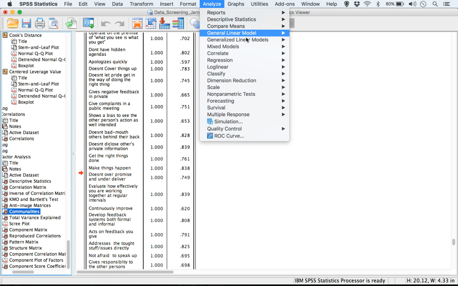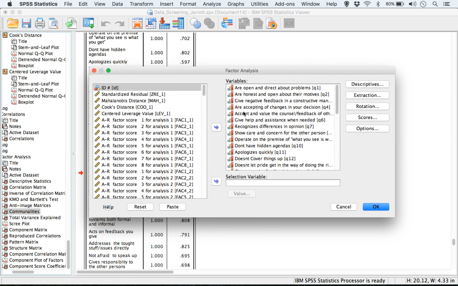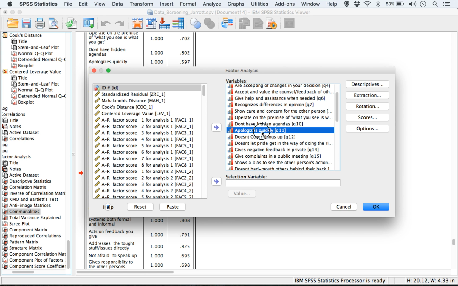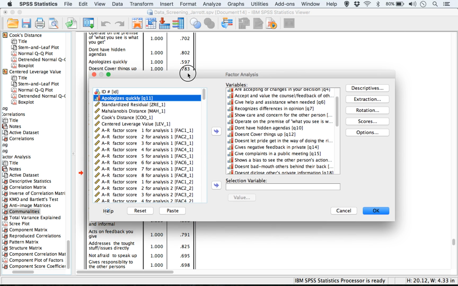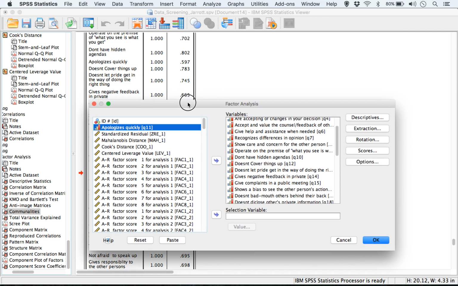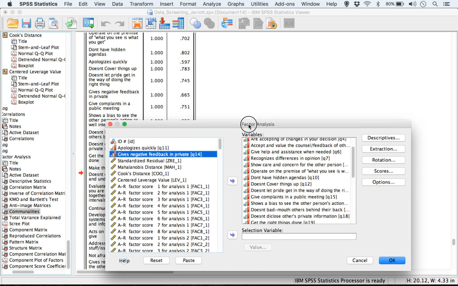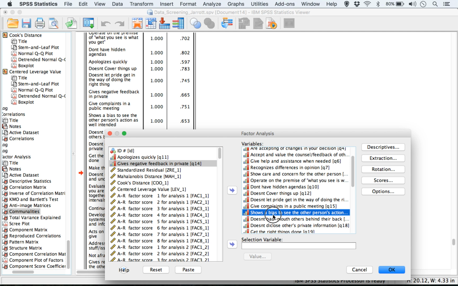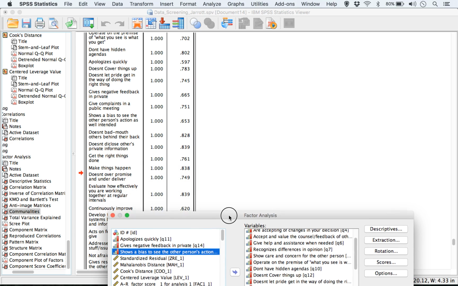I'll demo this at least once because I had to go through it several times. It's usually a long process. So I'll go back to my factor analysis. I look at apologize quickly, and I see it's really low. So I come here, select apologize quickly as my variable, and move it back over into the list of variables on the left-hand side. Then I keep scrolling down, and I see gives negative feedback in private, so I'll move that one over. And then shows bias, I'll move this one over.